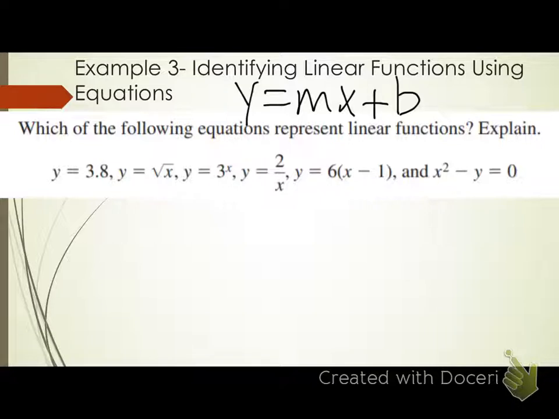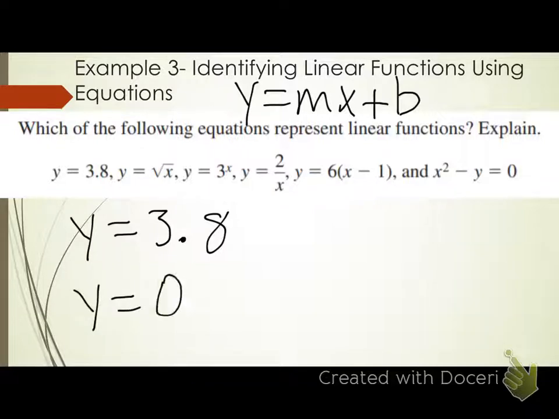So let's start with y equals 3.8. Raise your hand if you think it's linear. Raise your hand if you think it's nonlinear. So everyone's going nonlinear? I disagree. I concur. M and b are just numbers, correct? Is 0 a number? Yes, it is.